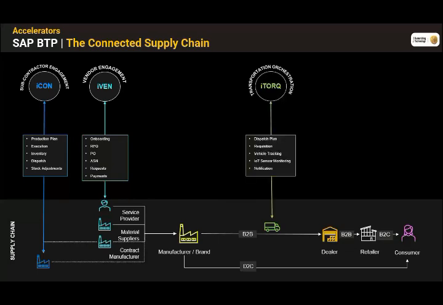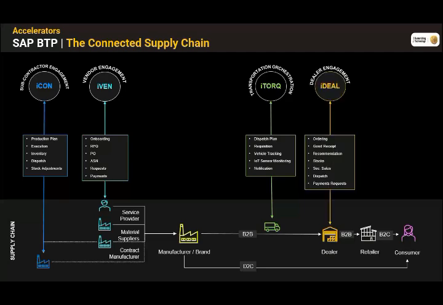Right. Similarly, we have a solution which is more from a transportation orchestration perspective, where we can see the dispatch plan, we can see the tracking of the vehicle, we can look into some of the quality certificates, we can look into the exact location and some of the notifications, any interaction that happens during the transportation there.